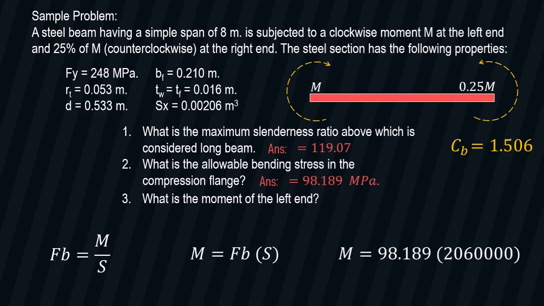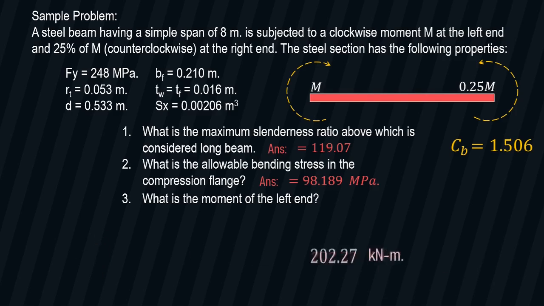So substituting, we have the value of the moment is 202.27 times 10 raised to 6 Newton mm, or that is 202.27 kilonewton meter. And that's the answer for number 3. So that's how you solve for the allowable bending stress of a steel beam with a compact section.